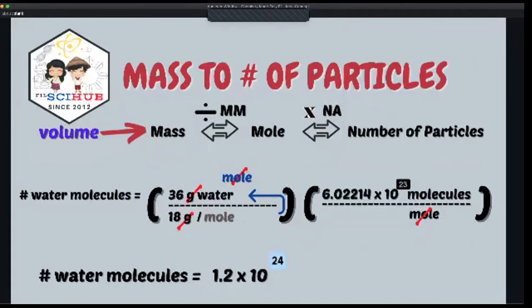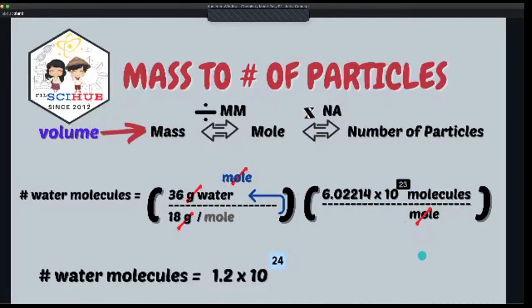So you have to go through the same process. You have to divide the mass by the molar mass, which is 18 grams per mole, and then multiply the quotient by Avogadro's number. So in this case, what you will get would be 1.2 times 10 to the 24th power.